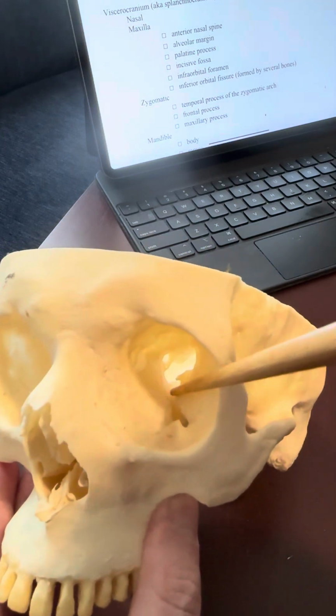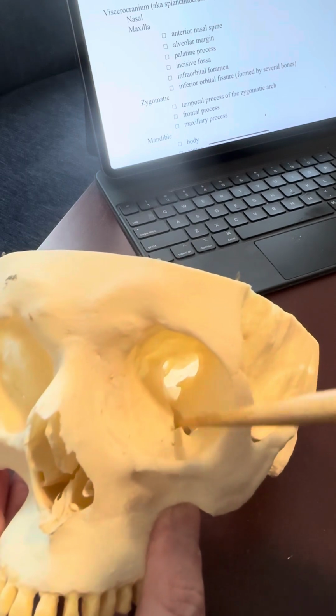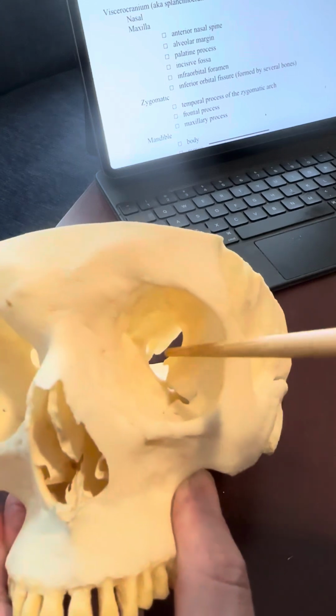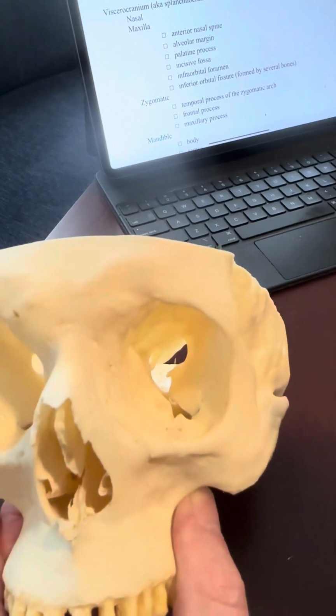Looking at the skull in the eye orbit, if we have a superior orbital fissure, we have an inferior orbital fissure. That's going to be on the maxillary bone here. So we have the inferior orbital fissure. Again, we have the superior orbital fissure and the inferior orbital fissure.